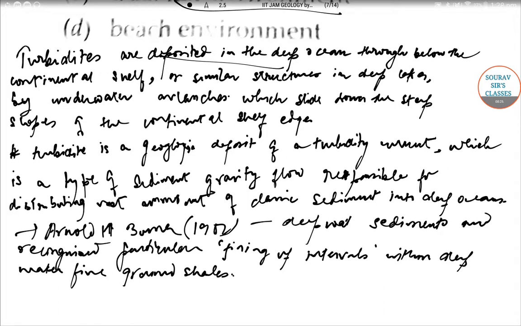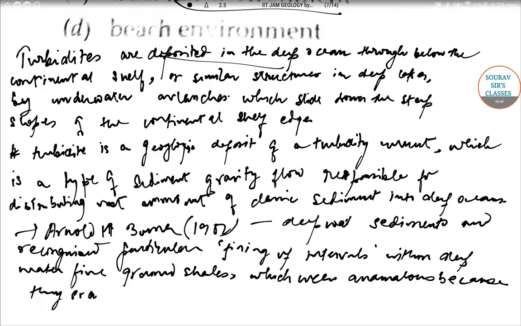Which were anomalous, because anomalous means different. It was anomalous because they started at the pebble conglomerates and terminated in shales. Pebble means the small stones. They started at pebble conglomerates and terminated in shales.